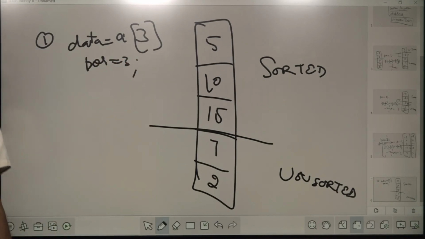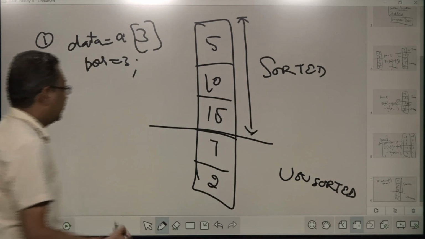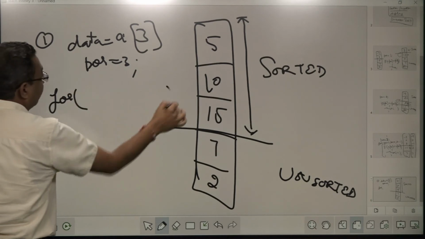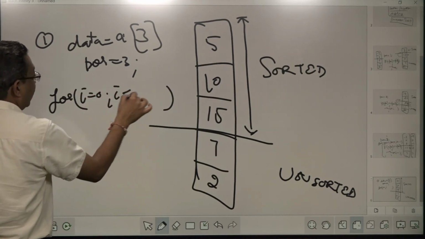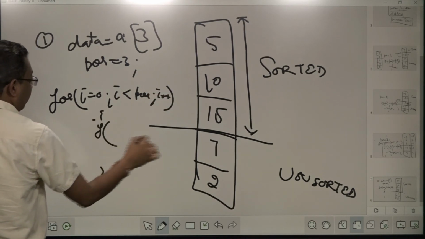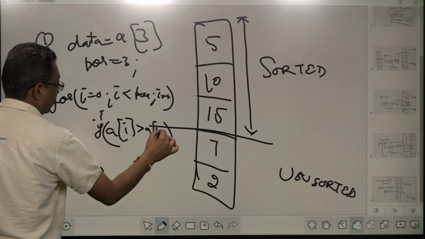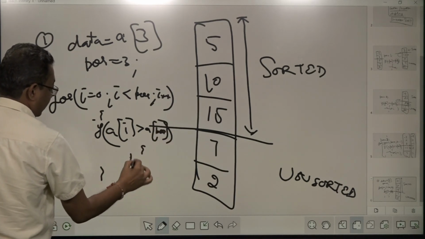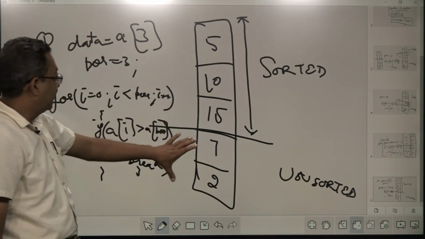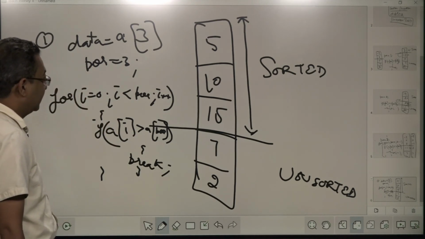And what next? Find out its position. How can we find it out? Find a position in the sorted part. For that, can I go for i equal to 0, i less than pos, i plus plus. If A[i] is more than A[pos], just break. So can I say this is the data that we have to insert and this is the position? This for loop gives me the position where I have to insert this data.